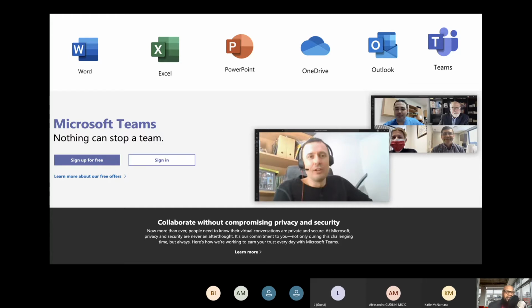With Microsoft Teams, the PowerPoint integration is built in. So this PowerPoint that I'm sharing with you all in this session, I didn't have to get out of Microsoft Teams and go into Microsoft PowerPoint to do that. PowerPoint is built right into Microsoft Teams, and of course there's cloud storage as well with OneDrive.